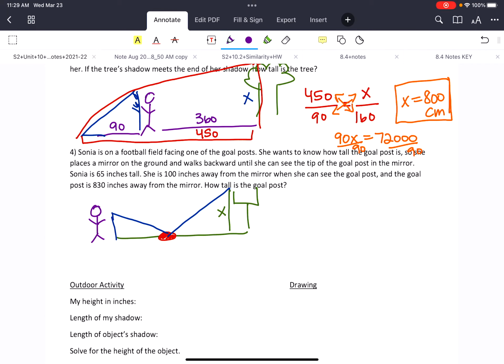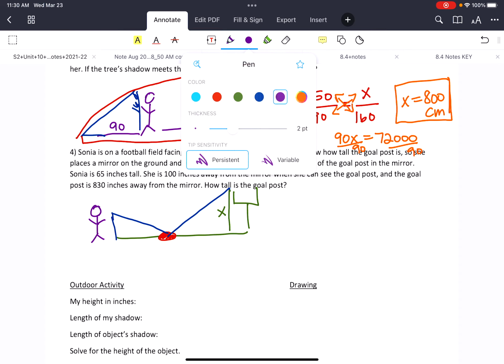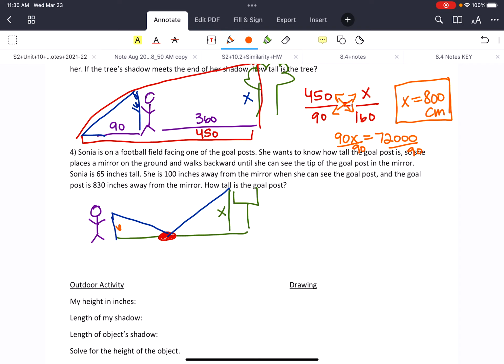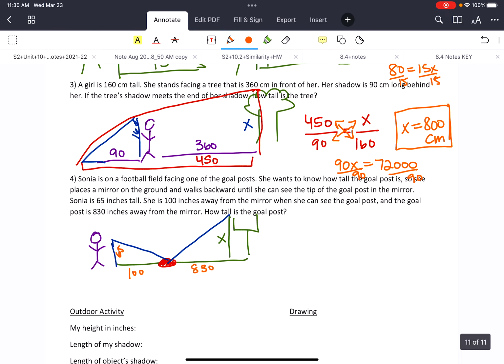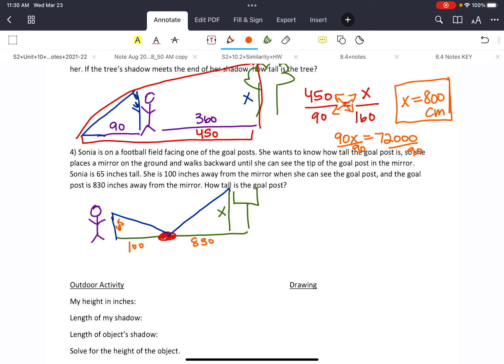She's going to look in the mirror with her eyes and see the height of that goalpost. All right, so Sonia is 65 inches tall. So this length is 65. She's 100 inches from the mirror. And the goalpost is 830. So these two triangles are not inside each other like they were in the example with the girl and her shadow, but they are the two triangles that are touching each other. So how tall is the goalpost?